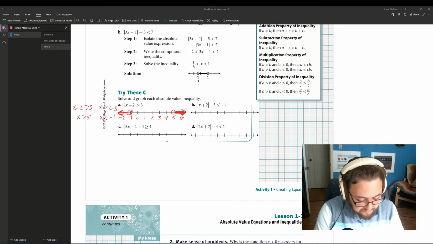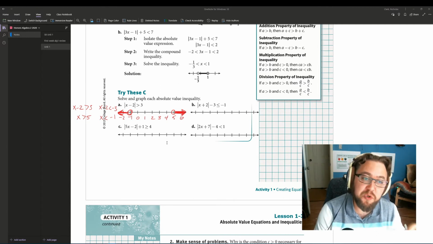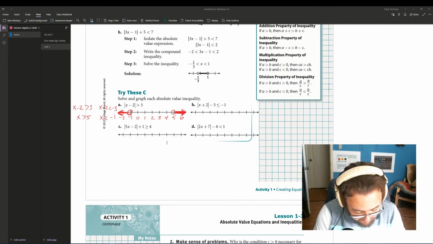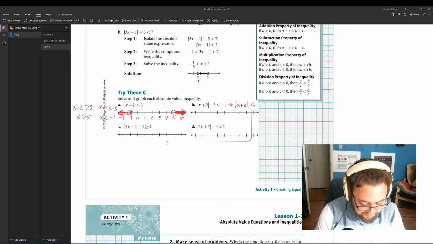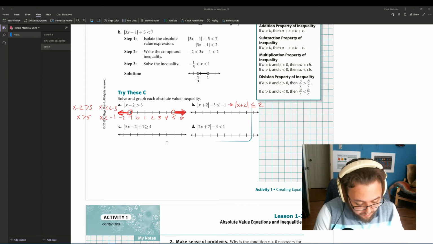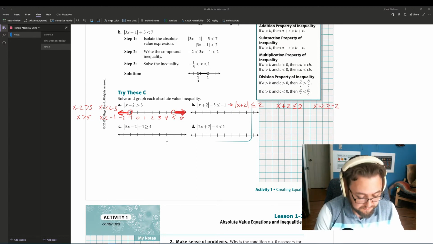Pretty straightforward. Let's take a look at B. We're going to do just like we did before and move that negative 3 out of the way before we really get started. So my problem is actually the absolute value of X plus 2 is less than or equal to, we're going to add 3 to both sides, so negative 1 plus 3 is going to be 2. Now we can break it into our two problems. X plus 2 is less than or equal to 2, and X plus 2 is greater than or equal to negative 2.